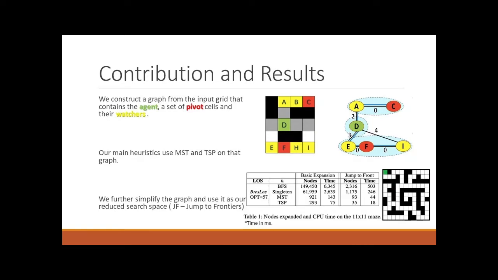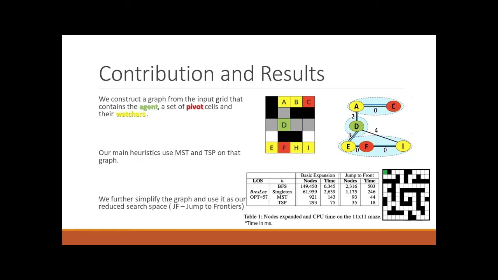As can be seen in the example, C and F are pivots, A, I and E are watchers, and B and H are left out because they are not frontiers. A path on this graph that contains all the pivots is a lower bound to our problem. So in order to compute our heuristics, we use the MST, minimal spanning tree, and the variant of the traveling salesman problem, TSP, which has a known starting location and the path isn't a cycle.